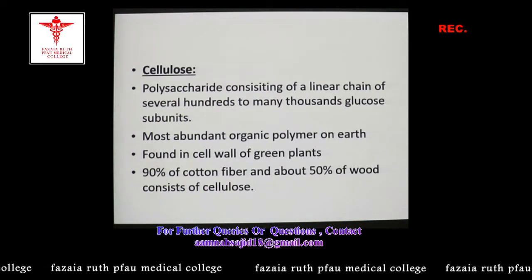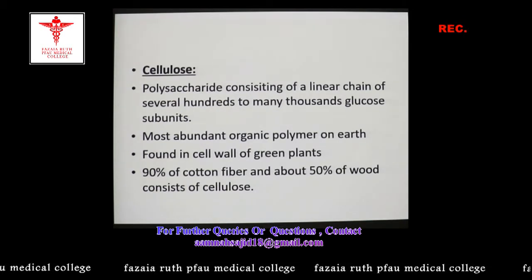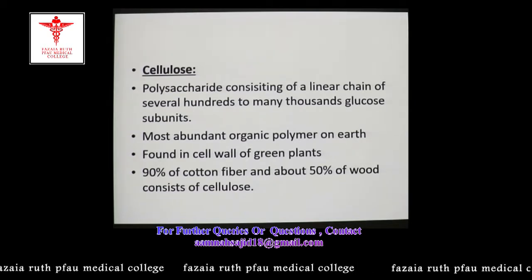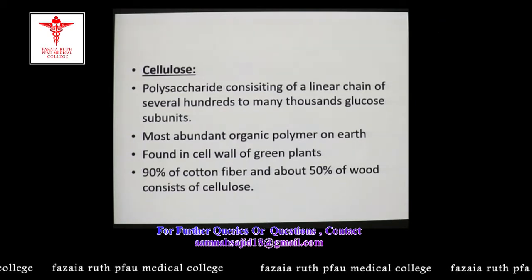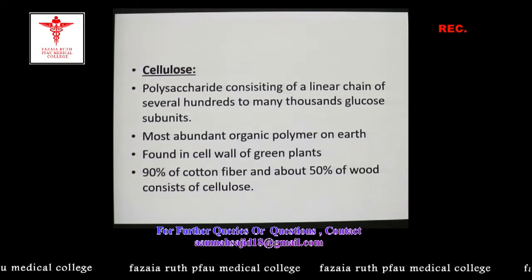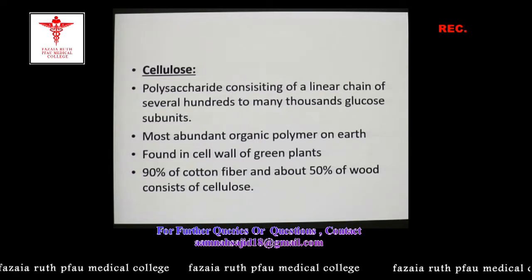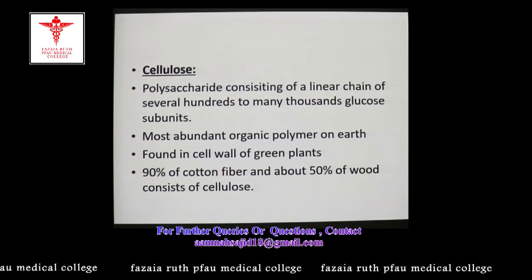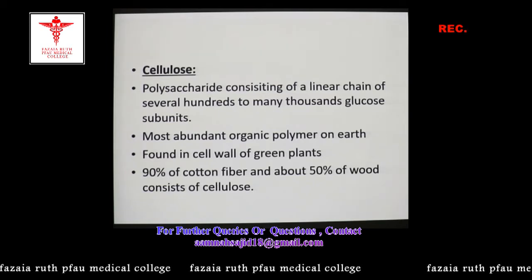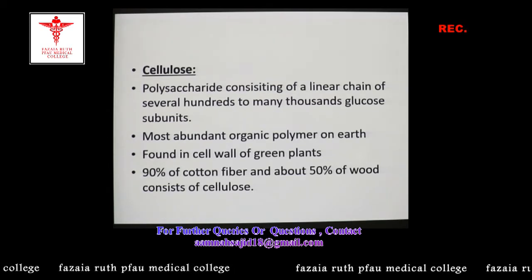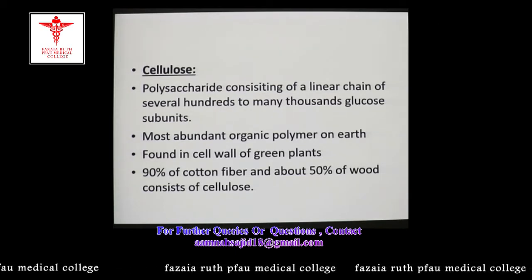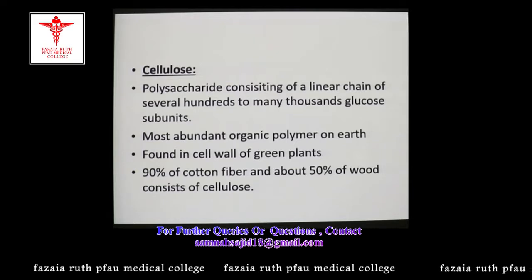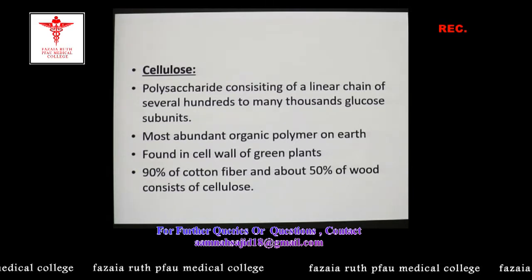Cellulose is the most abundant organic polymer on earth, as it can be found in cell walls of green plants, it can be found in algae, it can even be found in bacteria. And 90% of cotton fiber and about 50% of wood is also made up of cellulose. So it is a very abundantly found organic polymer on earth.